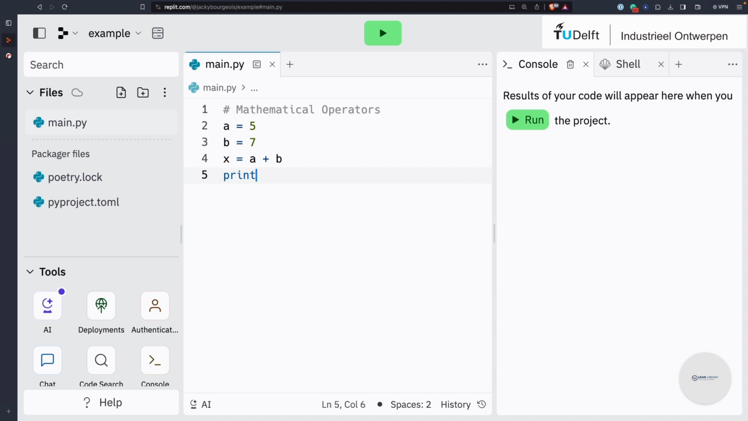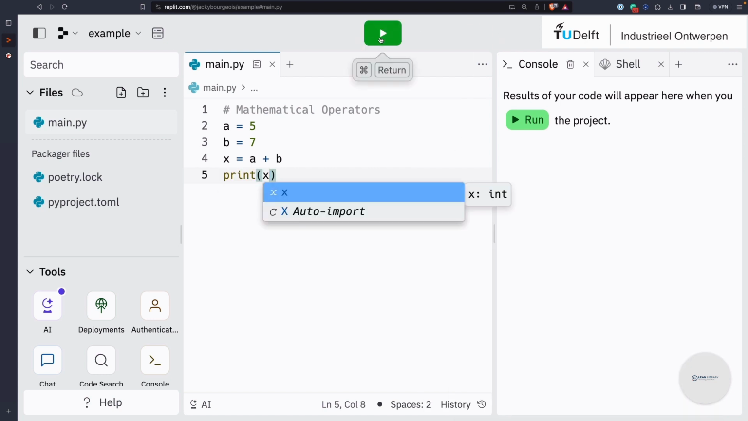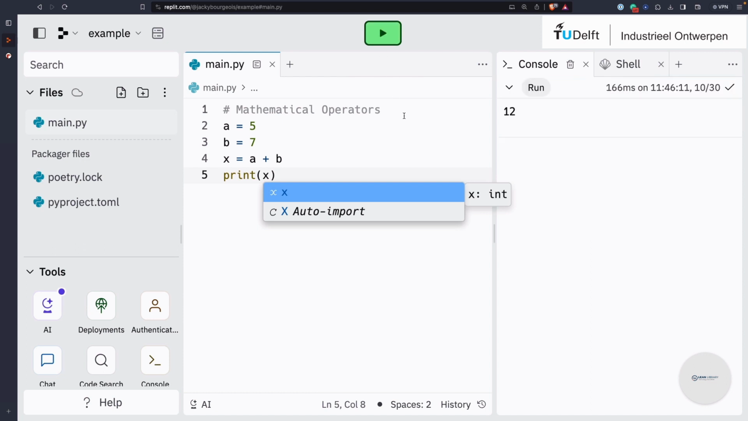and then we say X equal A plus B. And I really hope we don't have to explain what plus is. So we're not going to. And then you print X, and let's see what happens. 12. Cool. And so, yeah, X is the sum of A and B.